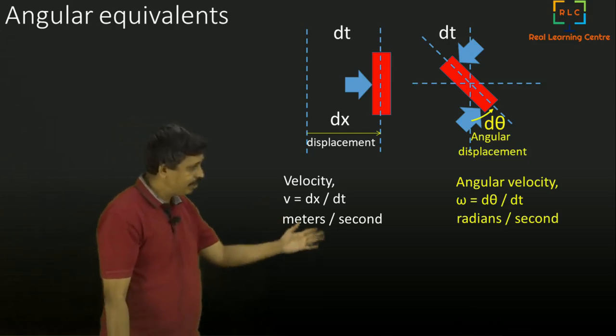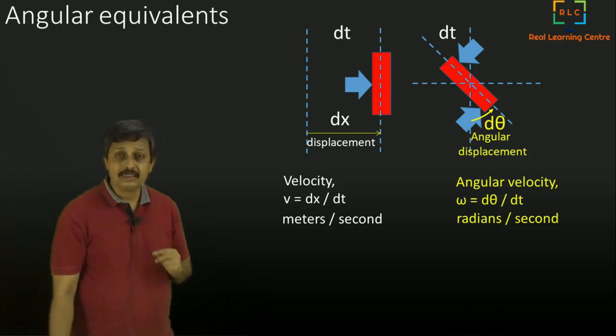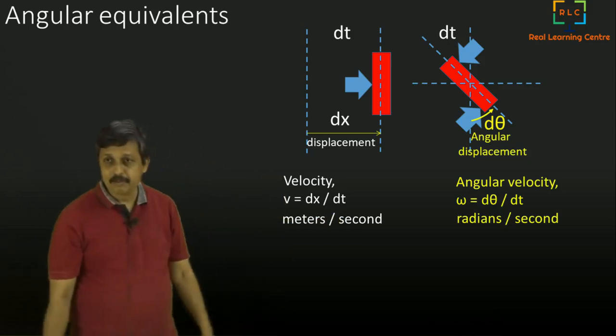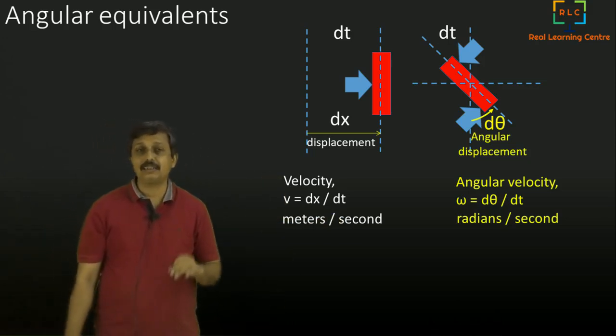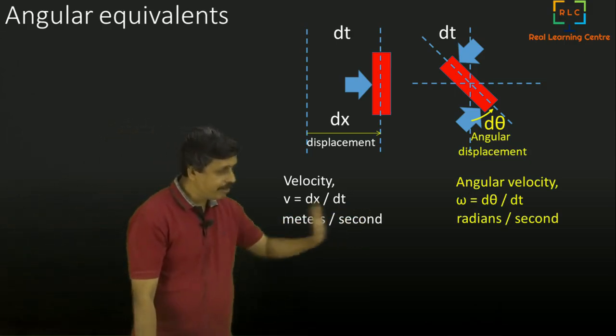Actually, 2 pi radians is equal to 360 degrees, which means that pi, 3.14 radians, is equal to 180 degrees. You can convert any radian value to degrees and vice versa. So angular velocity is measured in radians per second, and the symbol used looks like a small w. It is basically omega. We call it omega. It's a Greek letter. Omega is equal to d theta by dt.